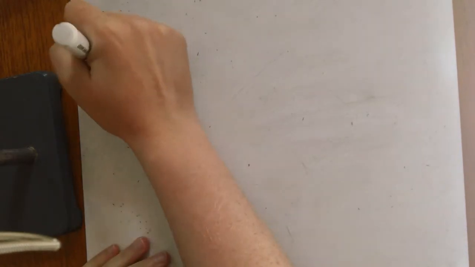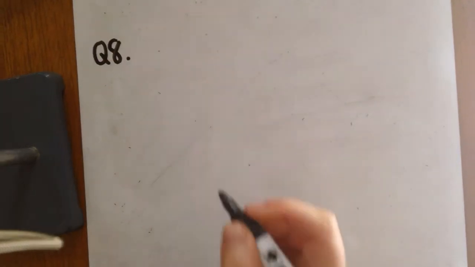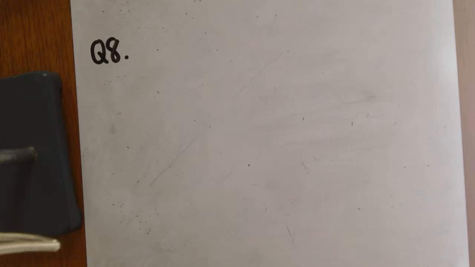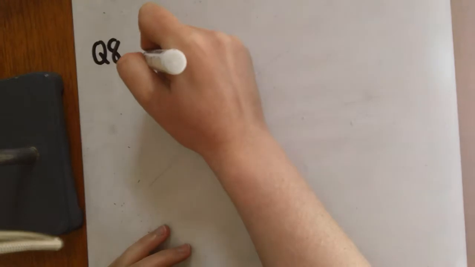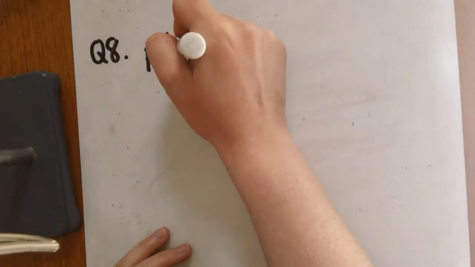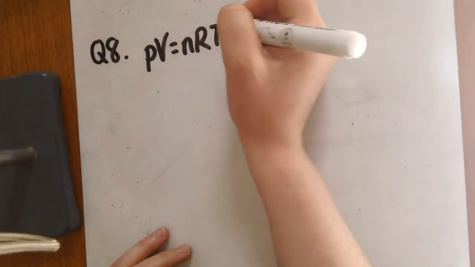Okay, question 8. We are asked, which of these samples of gas contains the largest number of molecules? And here it tells us the gas constant, and we're given the volume, the pressure and the temperature. So we are using PV equals nRT.